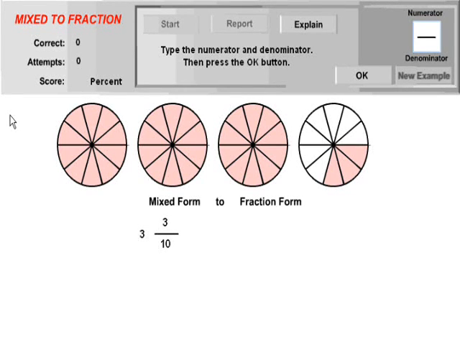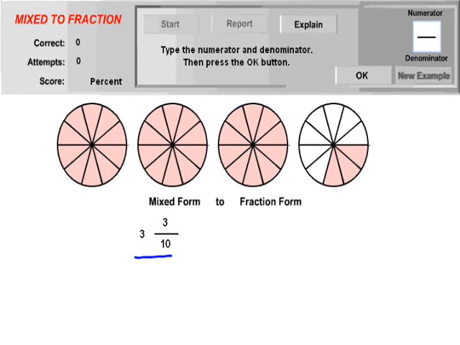Okay, in this video we want to try to understand a little bit more about the relationship between fractions, mixed numbers, and improper fractions. So we have this example here of a mixed number, 3 and 3/10. And the picture that represents this is 3 circles fully shaded in, each circle divided up into 10 parts, and then 3/10 of a fourth circle shaded in.